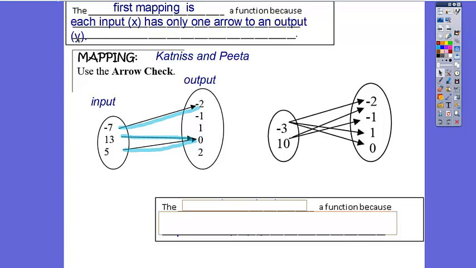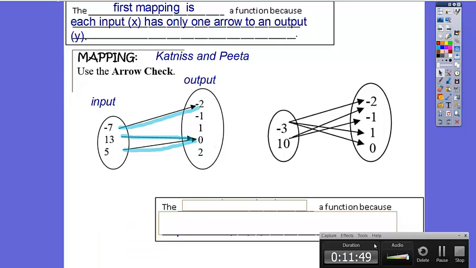The reason it is a function is because each x input has only one arrow to an output, even though Katniss and Peeta both hit 0. So pause the video and make sure you have that sentence written down.